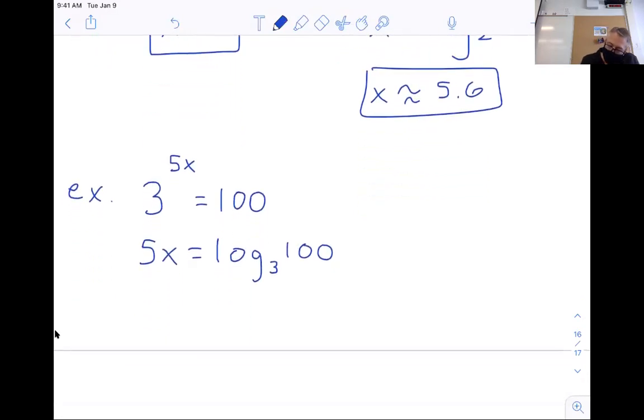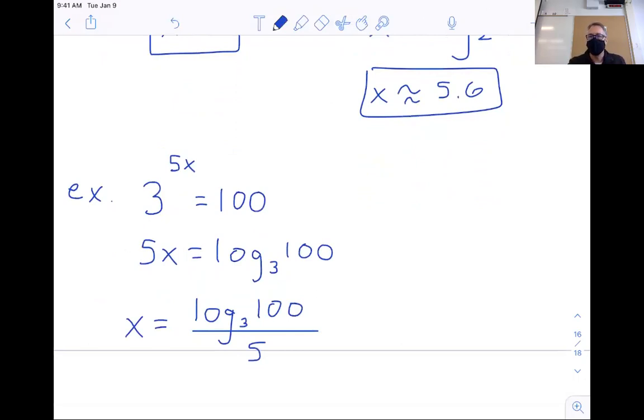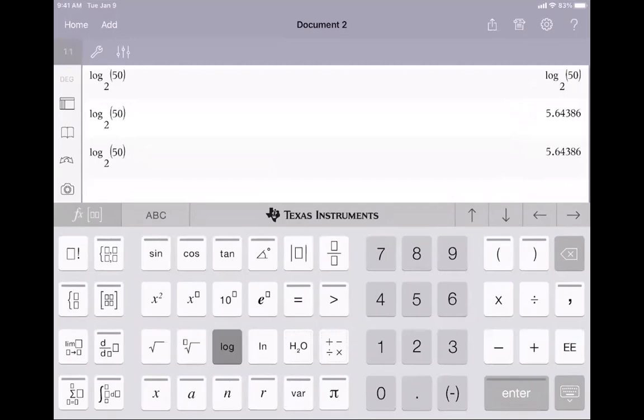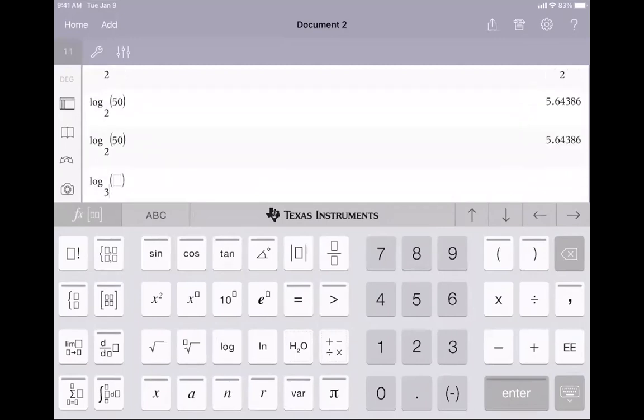And so to solve for x, I'm going to have to divide both sides by 5. So I'm actually going to do log base 3 of 100 and then divide that by 5. So let's do that on our calculators. Log base 3 of 100 divided by 5. So I have log base 3 of 100, and then that whole thing is divided by 5.